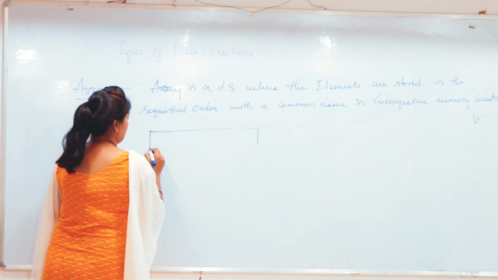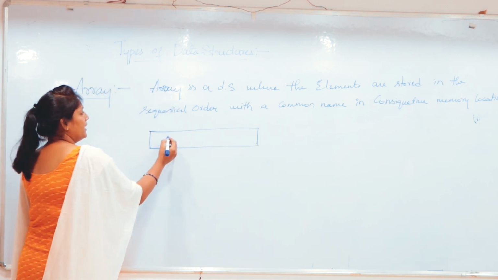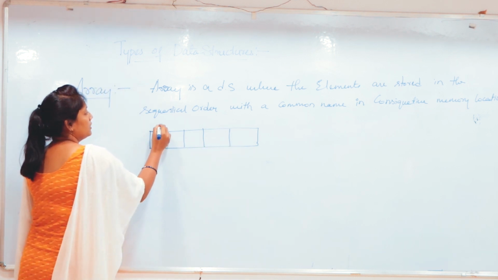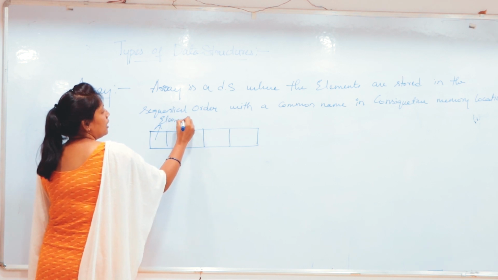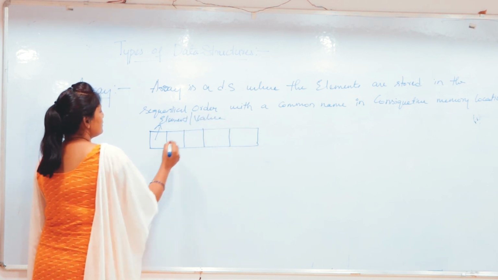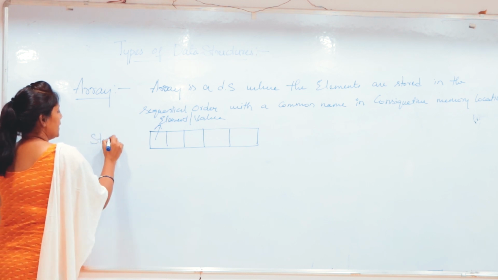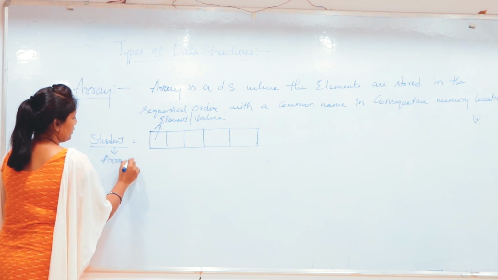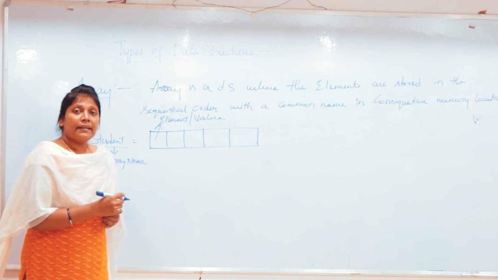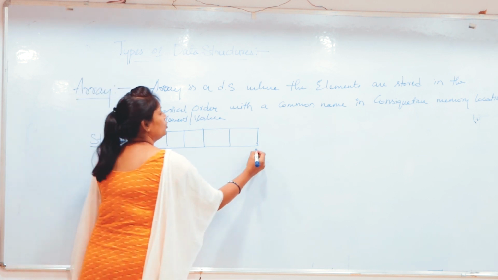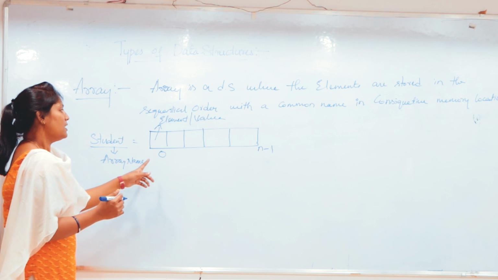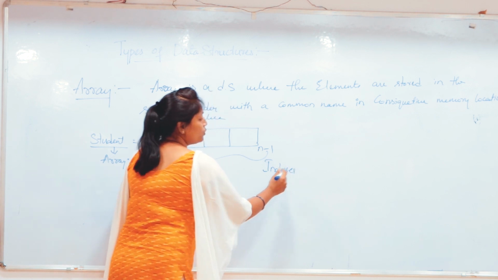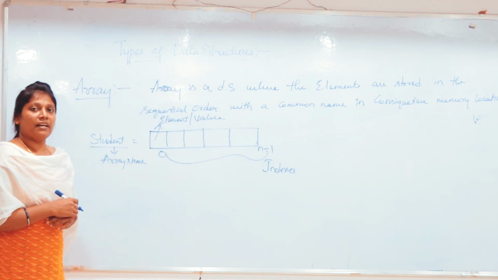This will look like this. This is an array, and here we will be storing some data elements. This is an element, or a value we will be calling it, and suppose student is an array name, and an array always starts from 0 to n-1 location. That means these are called indexes. Using these indexes, we can access these array elements.